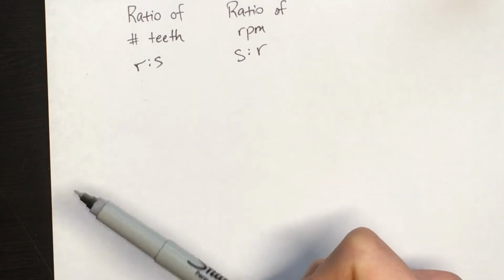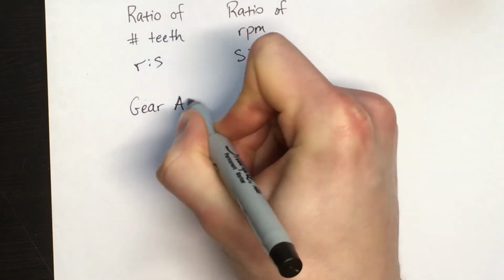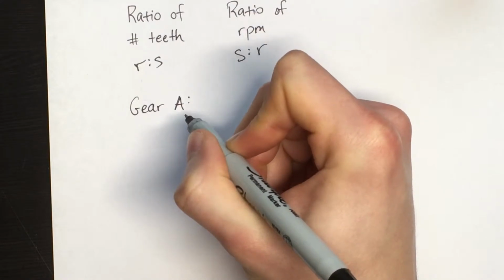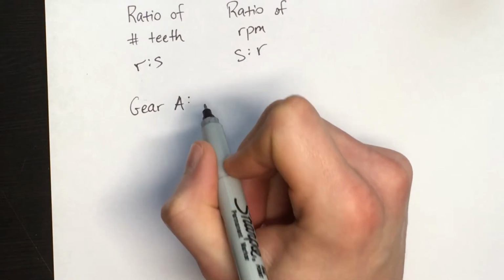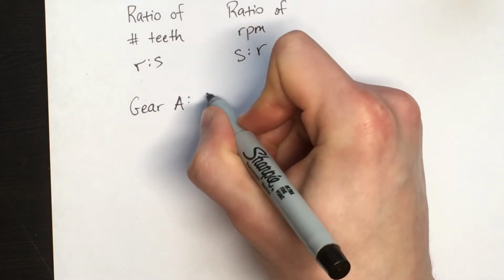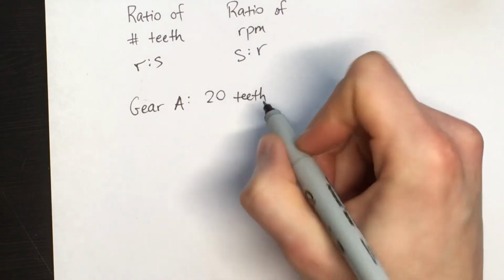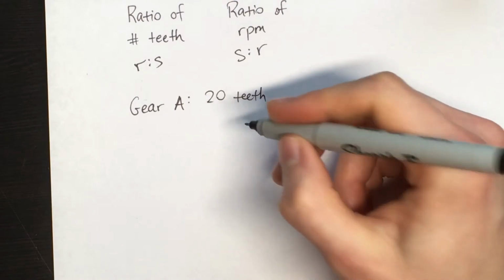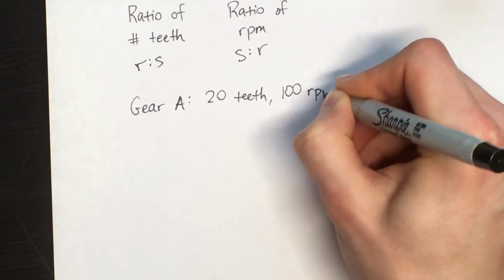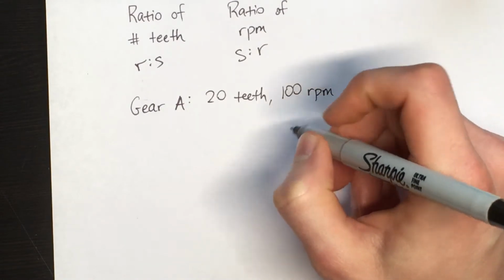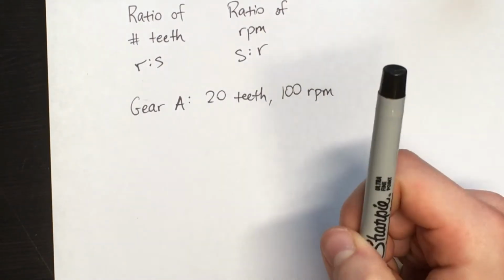Moving forward, we're told that in the diagram below, gear A is turned by a motor, and the turning of gear A causes gears B and C to turn. Gear A has 20 teeth, and if gear A is rotated by the motor at a rate of 100 RPM, we're trying to find the RPM of gear C. So it's just a series of proportions here. Let me show you what I mean.